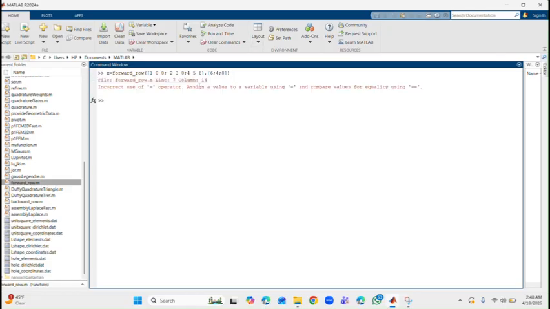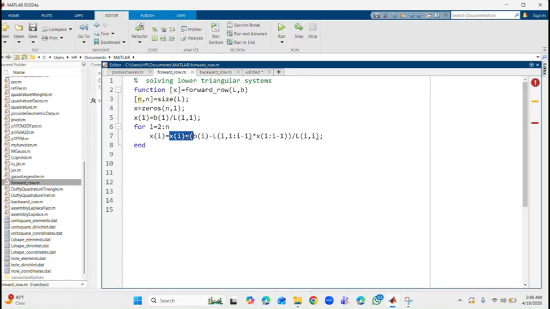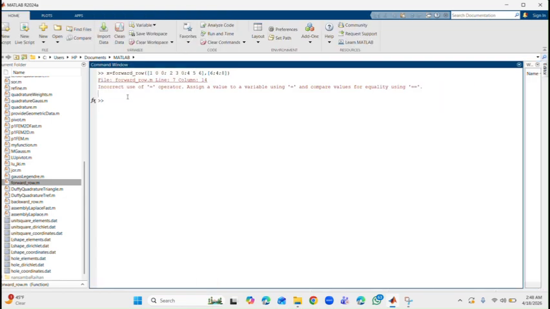So they are telling me that there is an error here, which is indeed there, so I can remove it. Now if I go back to my command window and see if it can run and give me my values of x. Let's see. Yeah, so here they are. So that's how we can use Matlab to solve a lower triangular system.